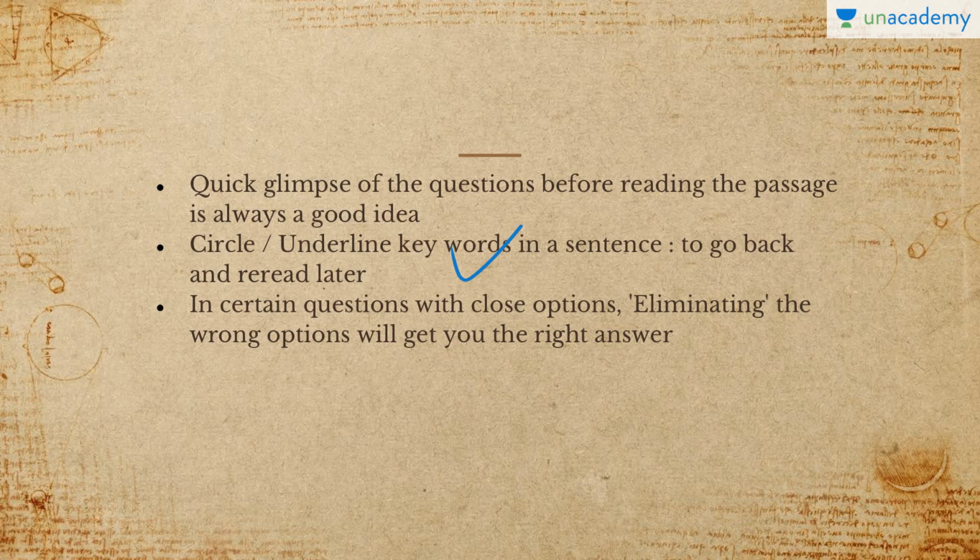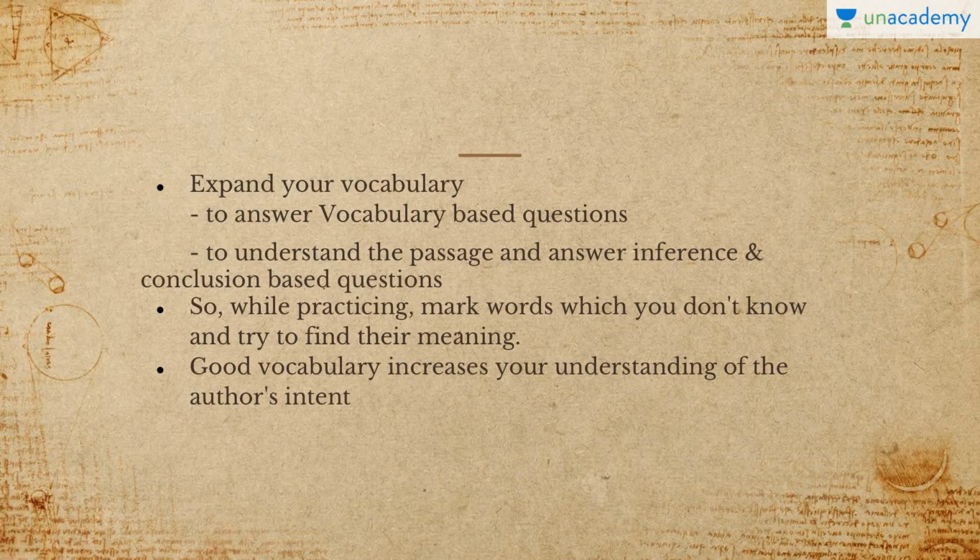In certain questions which have close options, eliminating the wrong options will get you the right answers. For example, for the height of the pole, you know that it is a square of 20, so the answer cannot be less than 400. Are you getting it? If the square is of 25, the answer cannot be less than 625. If the square is of 23, then the answer will lie between 400 and 625. So you can eliminate the wrong options.